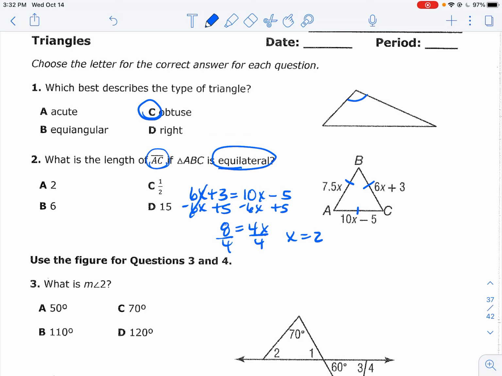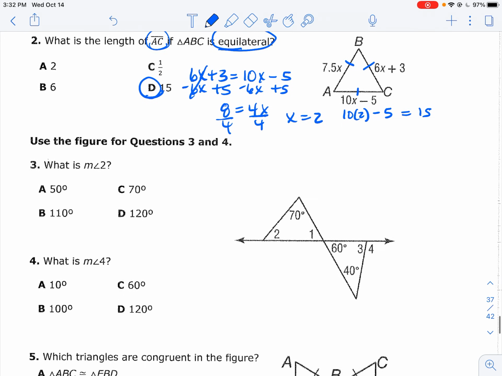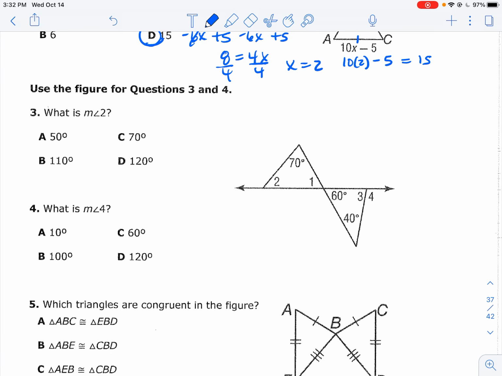That's not answering the question, though. I want to find the length of AC. If I plug in 2 for my x value, that's going to give me 20 minus 5, which is 15. That's my answer.